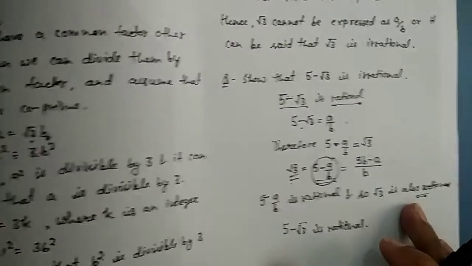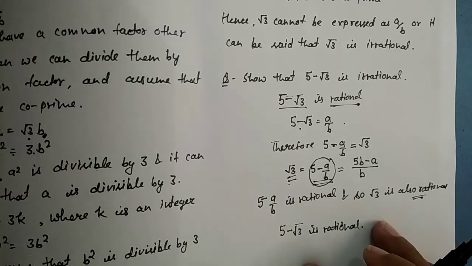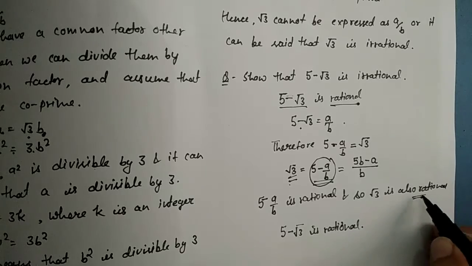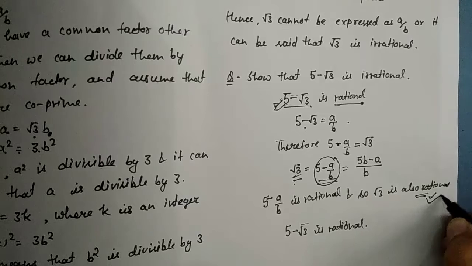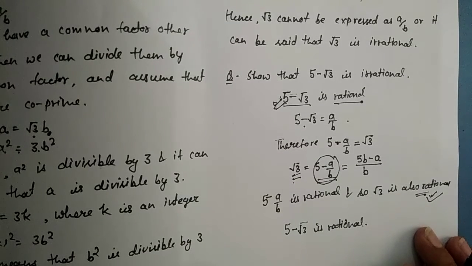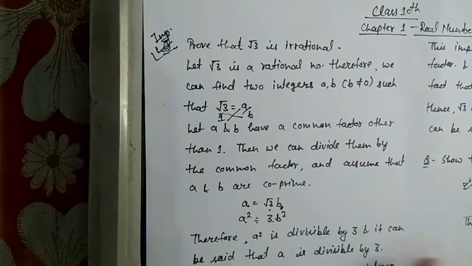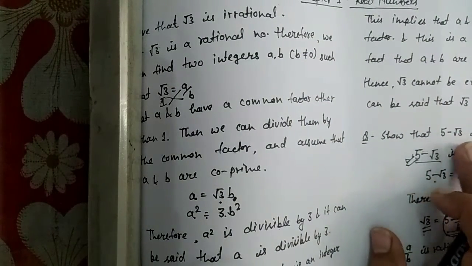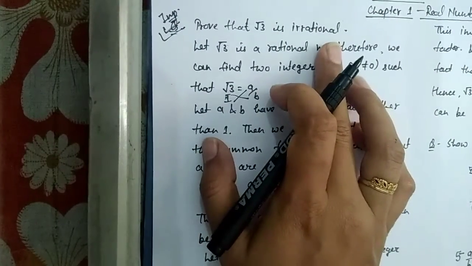Students, this is a very short question. I have solved it very briefly for you, but what you have to do in your board exams is, you have to do the question from here to here, and include the language which I have spoken. And then you have to do the previous question also, because here we have to show 5 minus root 3 is irrational, and here we have proved that root 3 is irrational.